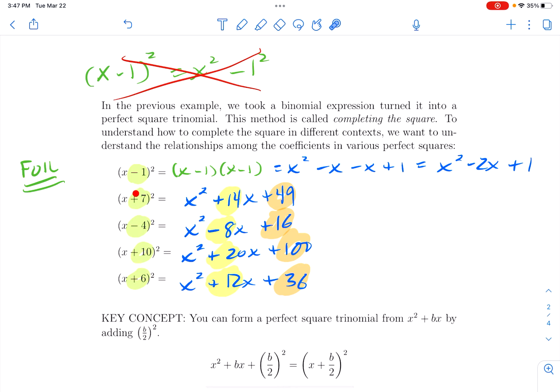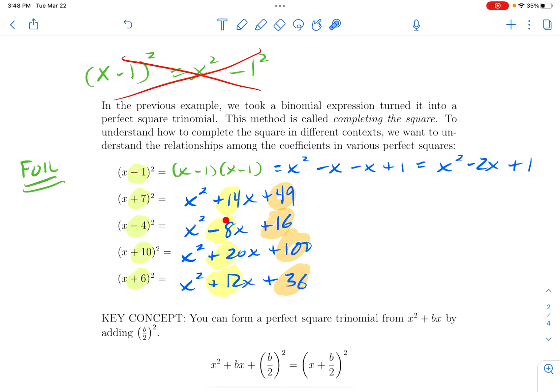So basically, we double the green thing to get the yellow thing. We square the green thing to get the orange thing. So we can actually figure out how to get from this number to this number. We take half of it and then we square it.